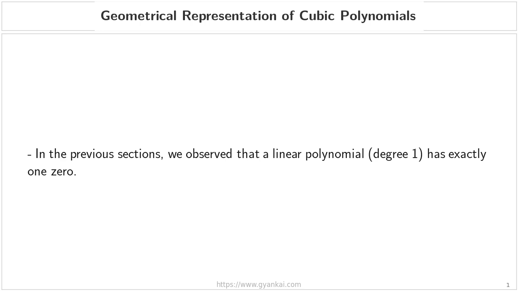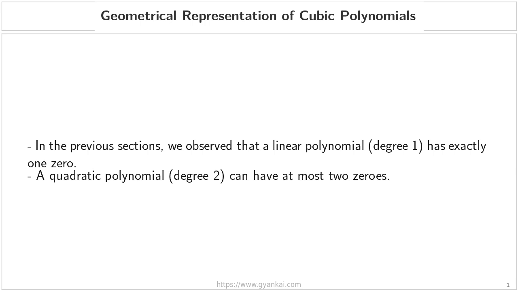Geometrical representation of cubic polynomials. First, we looked at linear polynomials, which are polynomials of degree 1. We observed that a linear polynomial always has exactly 1 zero. Next, we moved up to quadratic polynomials, which are of degree 2. In this case, we learned that a quadratic polynomial can have at most 2 zeros, meaning it could have 2, or it might have fewer, but never more.